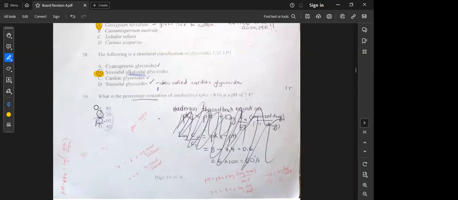What's the percentage ionization of amobarbital, pKa 8, at a pH of 7.4? So the mathematicians can help us with that. Spider-Man said B.